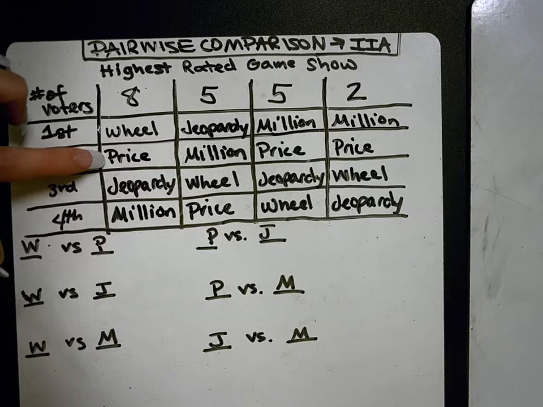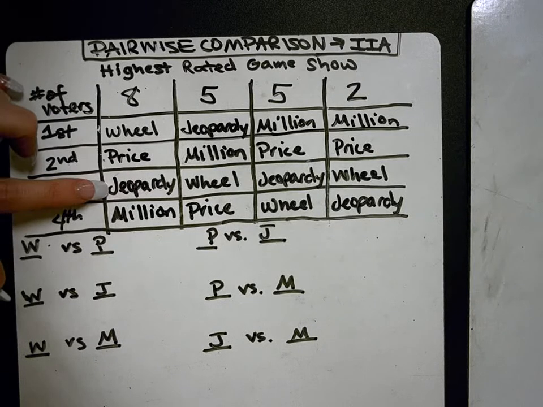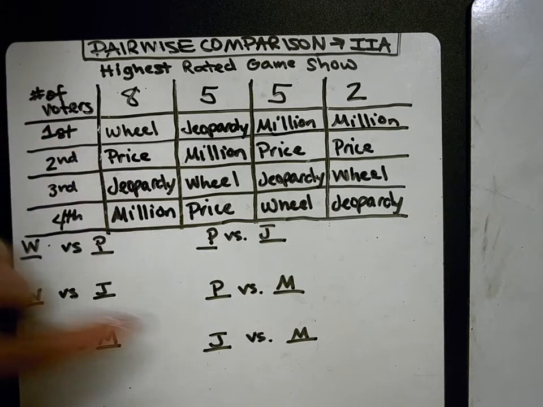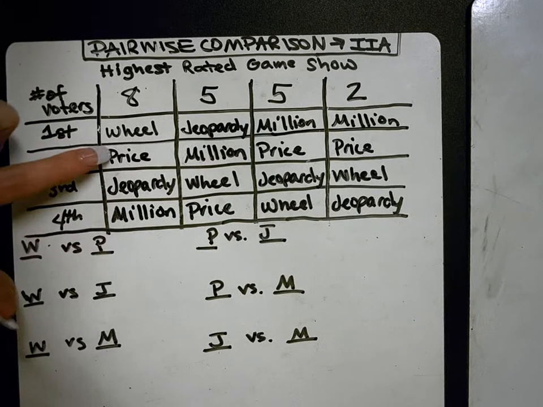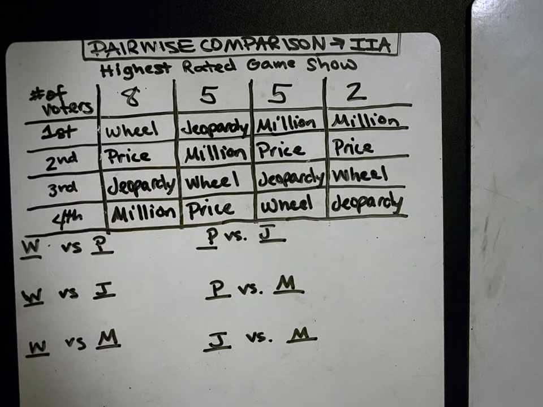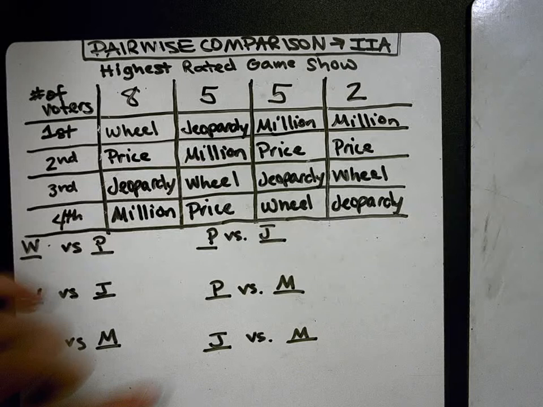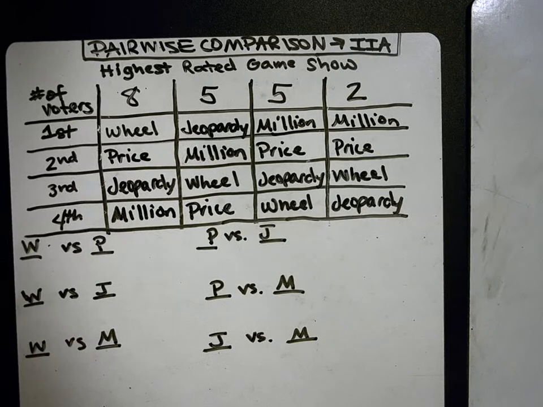So I'm going to move on to Price is Right. Price is Right needs to be matched up against Jeopardy, which is here, and then Price is Right versus Millionaire, which is here. Now, Price has also been matched up against every other candidate, so the last head-to-head matchup that needs to be written down is Jeopardy versus Millionaire. Now, once all of the head-to-head matchups are listed, the next thing to do is just calculate the head-to-heads.